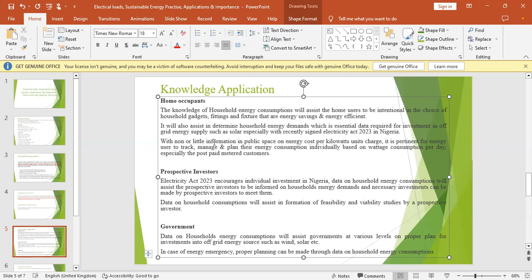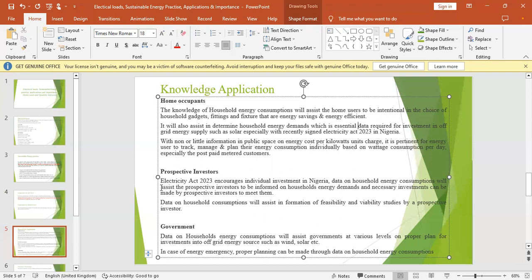Lastly, to home users, with no or little information in public space on energy cost per kilowatt unit charge, it is pertinent for energy users to track, manage, and plan their energy consumption individually based on wattage consumption per day, especially the postpaid meter customers. At least with this, you'll be able to see the total gadgets I have in the house, and this will be the likely usage of kilowatt per hour that I will use in a day. I'll be explaining this further in the next slide with an illustrative example.